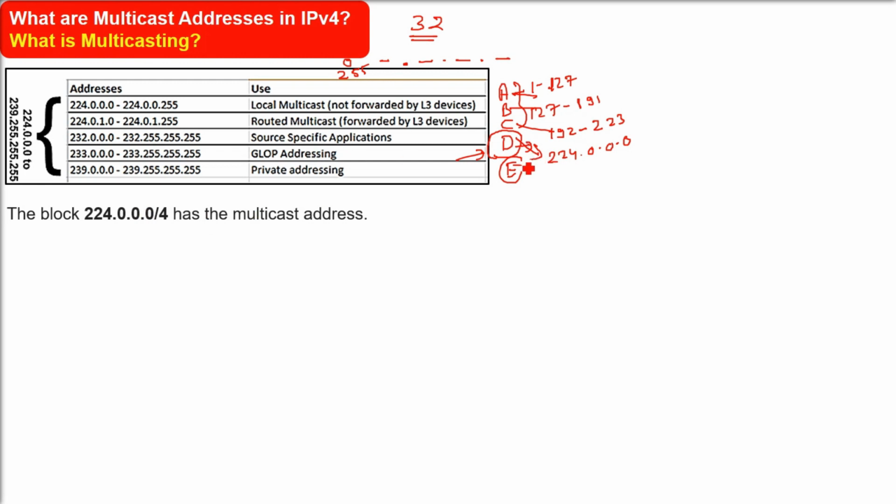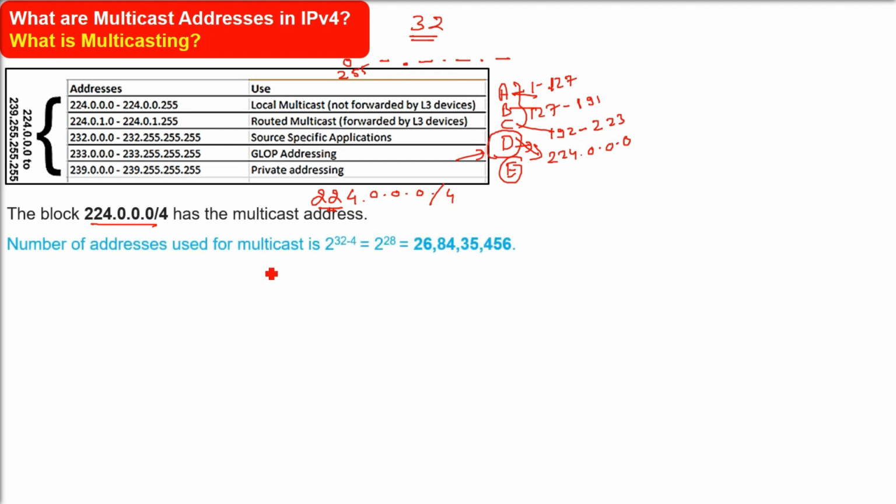So 224.0.0.0/4. The /4 means the first 4 bits from the left are reserved for the network, and all the others are for the host. But we don't need any subnet mask here because this is multicasting. So the number of addresses possible for multicast: because 4 bits are already used for the network, how many are there for the host? 32 minus 4, that is 2 to the power 28. So the number of addresses possible in classful addressing of class D is 268435456, which is again a very huge number. Now this number is for multicasting.